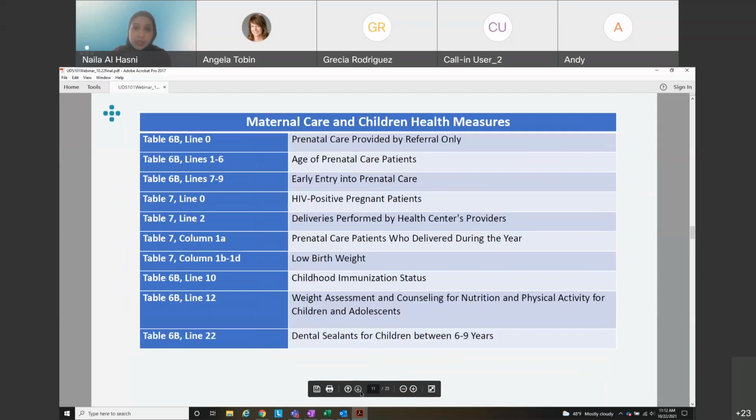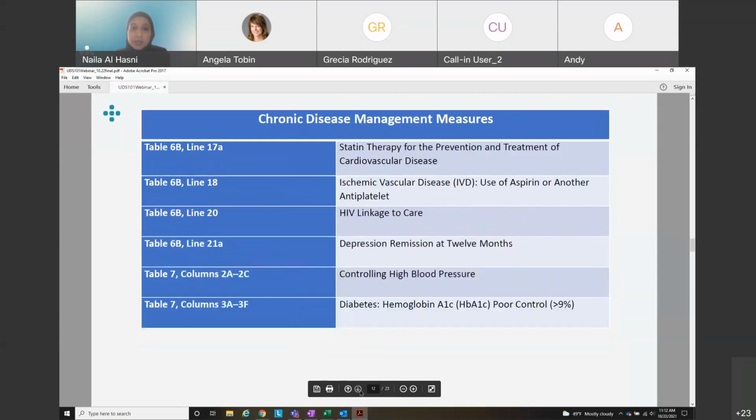And then we have the maternal care and children's health measures. These go across table 6B and table 7. On table 6B, we have prenatal care provided by referral only, age of prenatal care patients, early entry into prenatal care, childhood immunization status, weight assessment and counseling for nutrition and physical activity for children and adolescents, and dental sealants for children between 6 and 9. And then on table 7, we have HIV positive pregnant patients, deliveries performed by the health center's providers, prenatal care patients who delivered during the year, and low birth weight.